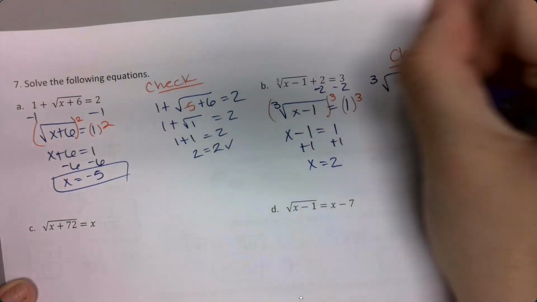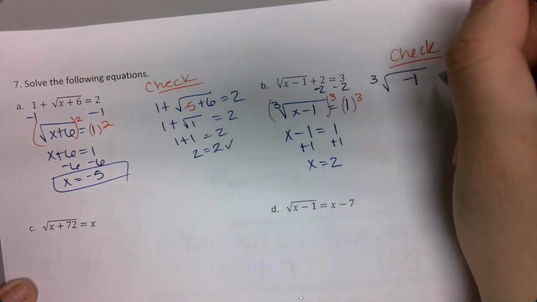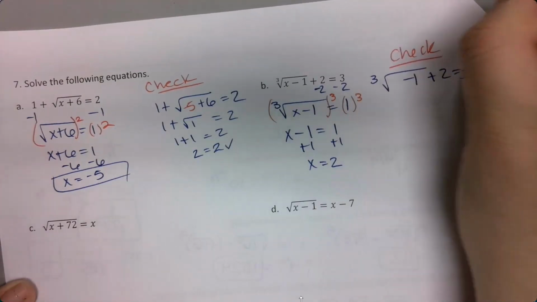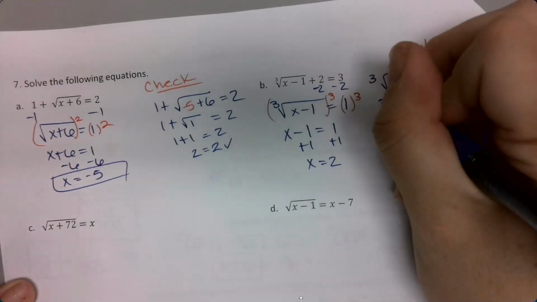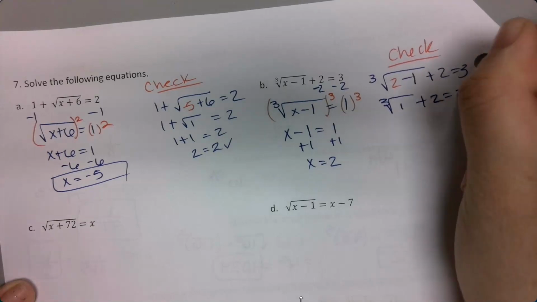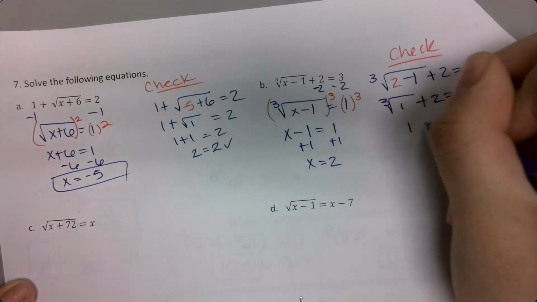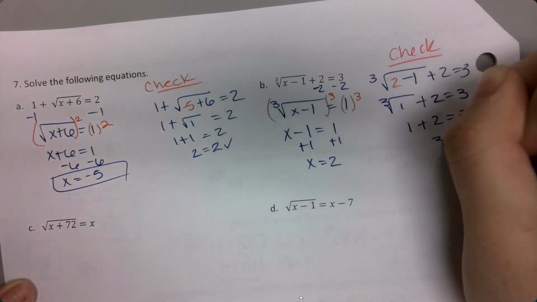So I have the cube root of 2 minus 1 plus 2 should equal 3. 2 minus 1 is 1. The cube root of 1 is 1. 1 plus 2 equals 3.